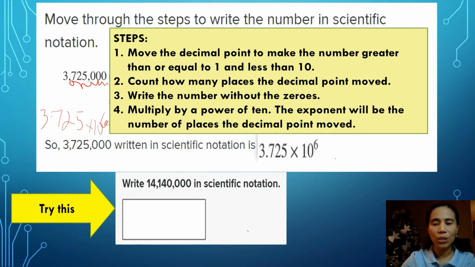14,140,000. Please do try to write it in scientific notation. Can you do that in 30 seconds? Alright, time starts now.